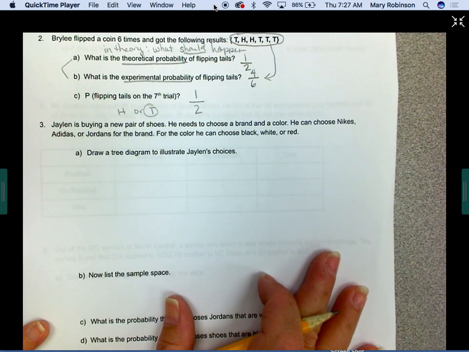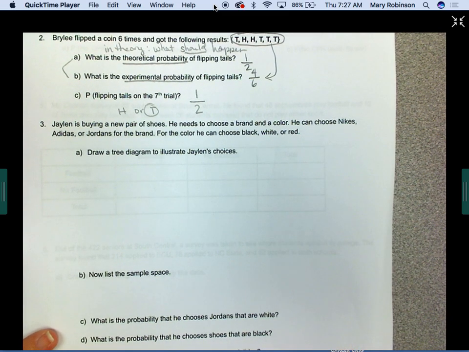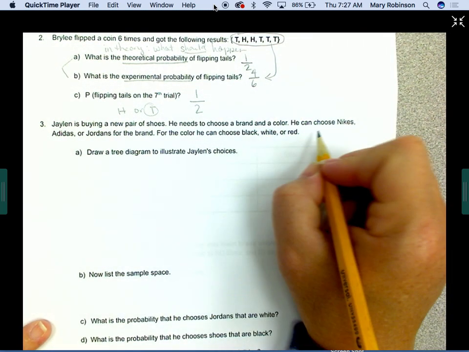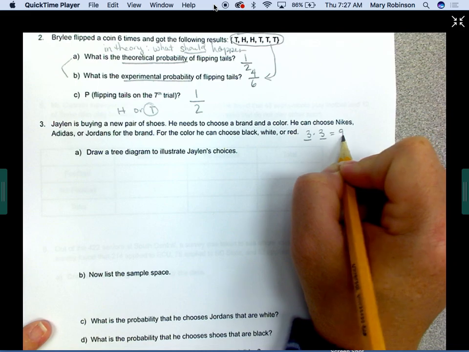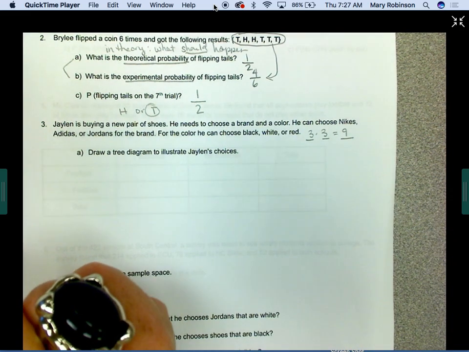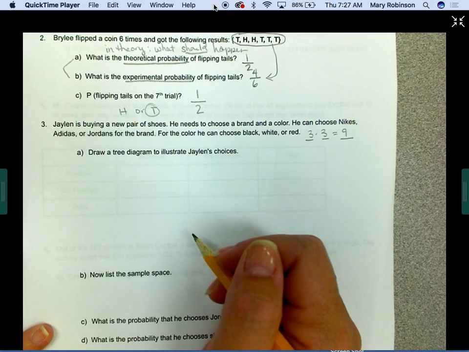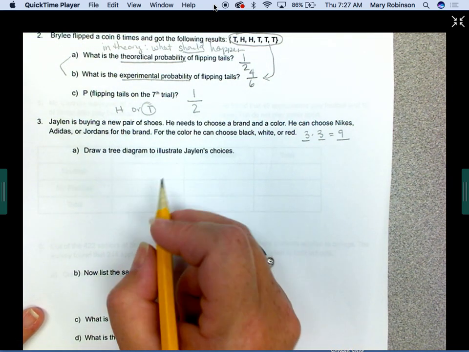Next, for number 3, it says Jalen is buying a pair of new shoes. He needs to choose a brand and a color. And he has 3 different brands to choose from and 3 different colors. So if you consider that, 3 times 3, 3 brands and 3 colors, there are 9 possible options he has, and you are asked to draw a tree diagram to illustrate his choices.